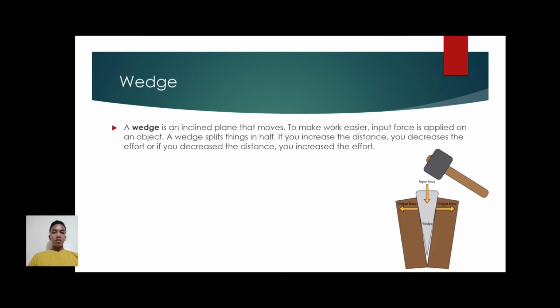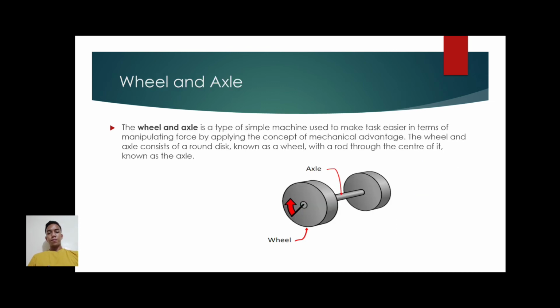Wedge. A wedge is an inclined plane that moves to make work easier. Input force is applied on an object. A wedge splits things in half. If you increase the distance, you decrease the effort, or if you decrease the distance, you increase the effort.